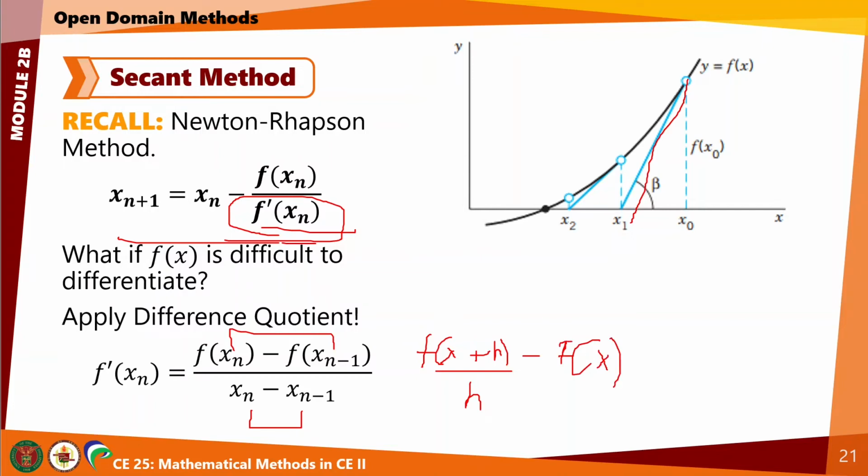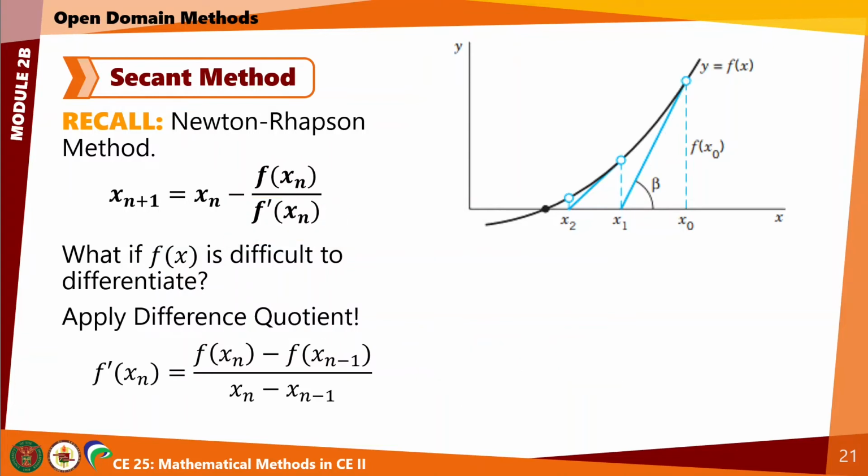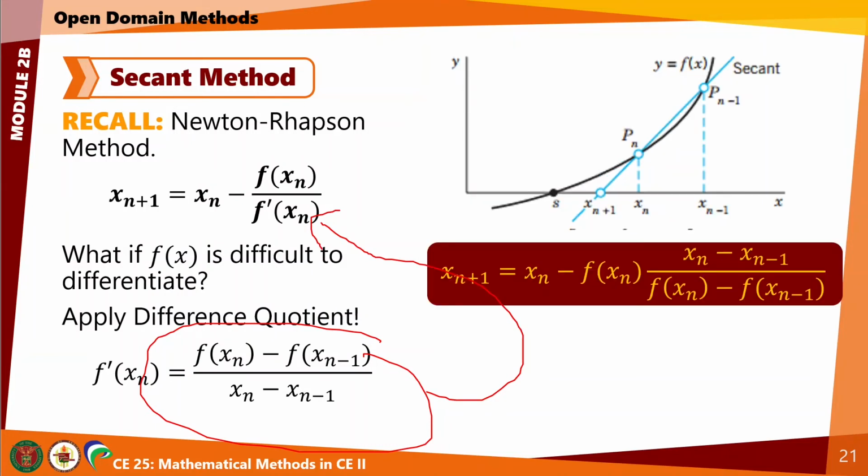So, difference quotient lang. Instead of f prime of x sub n, itong buong to yung i-substitute natin dito, ilalagay natin sa denominator. Okay? And then, kunin lang natin yung reciprocal niya para pwede natin ilabas dito. Okay? So, we have yung next guess natin is yung previous guess minus itong numerator times yung reciprocal nitong denominator, which is x sub n minus x sub n minus 1 over f of x sub n minus f of x sub n minus 1.